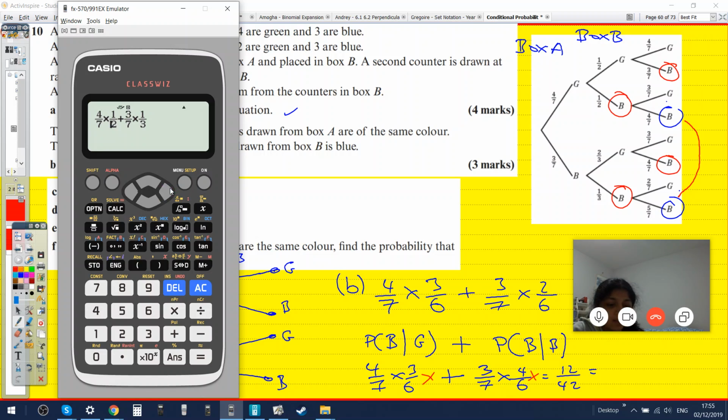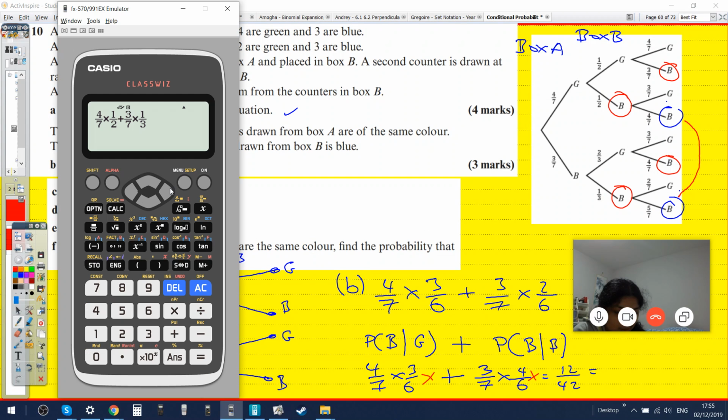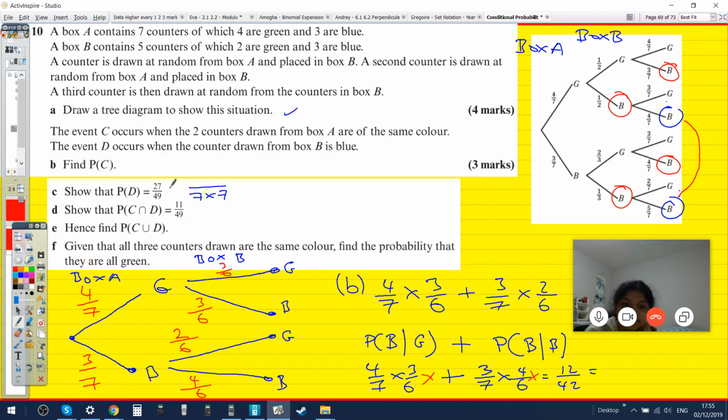I got 199 over 98. That's not right. Okay, no, it's okay. I think I figured out why. Okay, go on. I accidentally put in plus signs instead of multiplying one of them. Now I got 27 over 49. Okay, grand. So I just didn't understand the wording of the question.